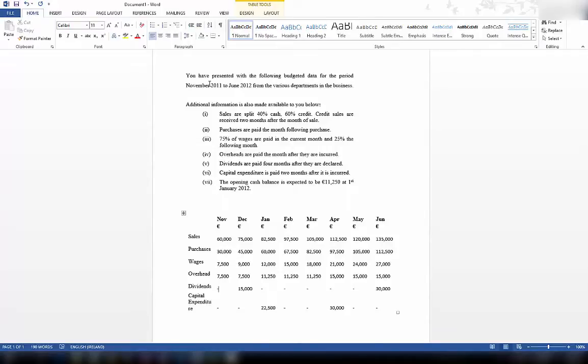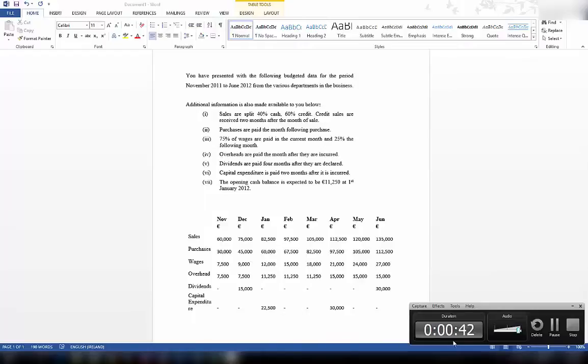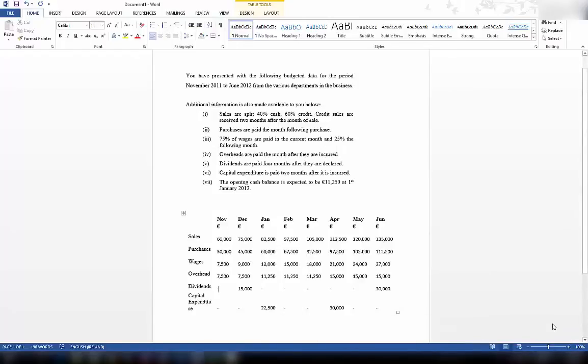So we've got our sales, which are split between 40% cash and 60% credit, and those credit sales are received 2 months after the month of sale. Purchases are paid in the month following purchase. 75% of wages are paid in the current month and 25% in the following month.